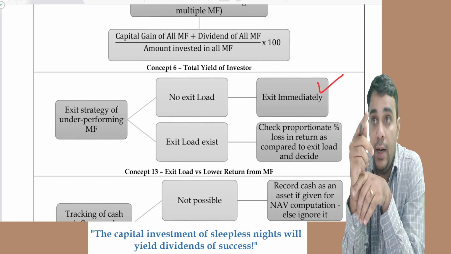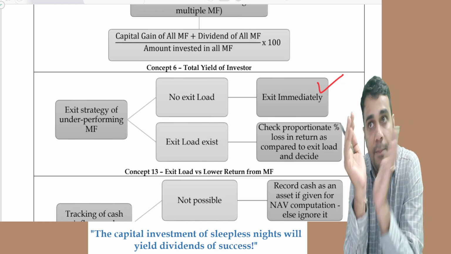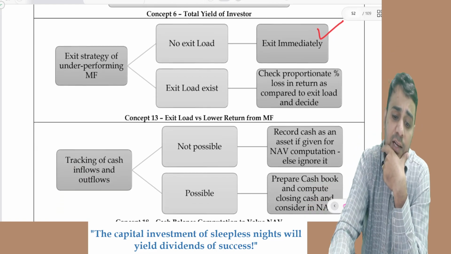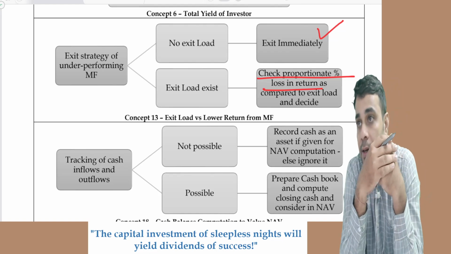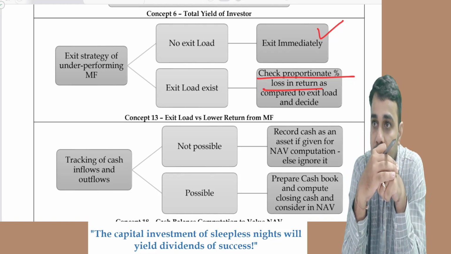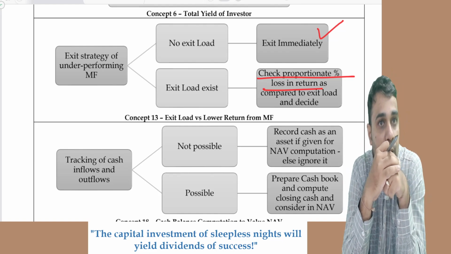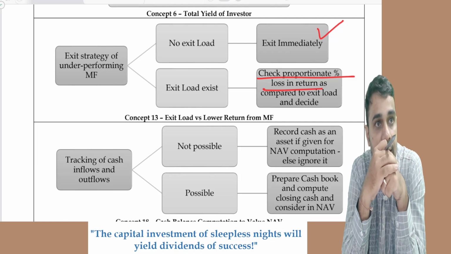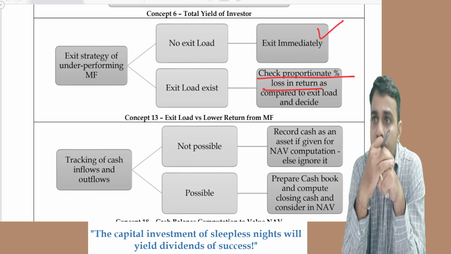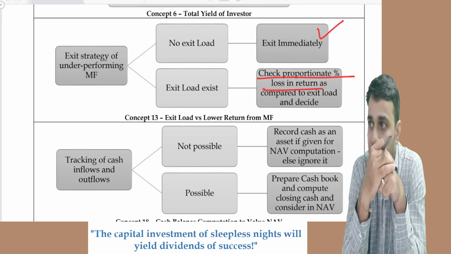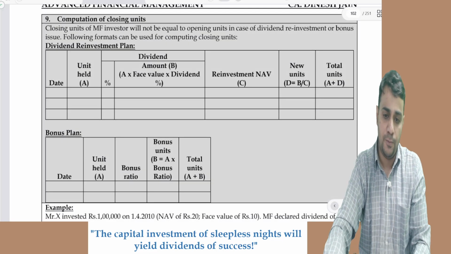Earlier part when you did, I said exit MFX, exit MFY and put everything in MFZ. Exit load exists: check proportionate loss in return and compare to exit load and decide. If the proportionate loss is 0.94, why should I incur exit load of 5%? I will not incur it. Clear? For MFY, let's do MFY now.